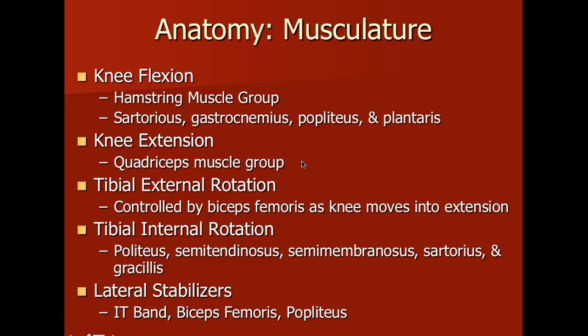Okay, in our next slide, we talk about the musculature that surrounds the knee. We have all of our knee flexors, our knee extensors, tibial external rotators, tibial internal rotators, and lateral stabilizers. If you've gone through an anatomy class, you know that at the knee, you mainly have knee flexors and knee extensors. This portion here, where we talk about tibial external rotation and tibial internal rotation, these aren't really major movements that you're going to be able to see. These are accessory motions that occur at the knee anytime we have these specific muscles contracting.